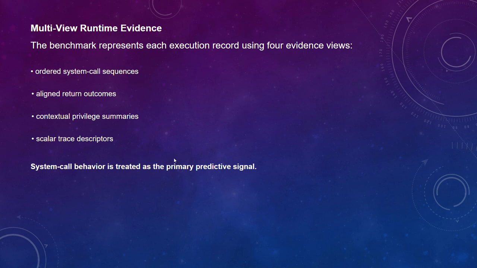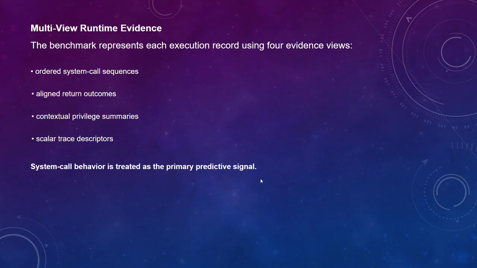The multi-view runtime evidence. The benchmark represents each execution record using 4 evidence views, such as ordered system call sequences, aligned return outcomes, contextual privilege summaries, and scalar trace descriptions. And along with this, system call behavior is treated as a primary predictive signal.